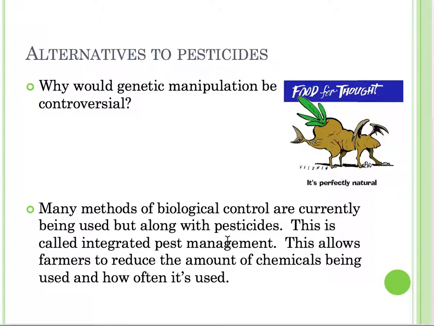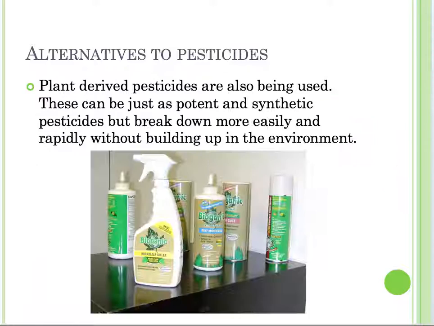So you can use integrated pest management, which is actually using more than one different form of control all at once, which allows farmers to reduce the amount of chemicals that they use. We can also use plant-derived pesticides. They can be as potent as synthetic pesticides, but they break down more easily and rapidly without building up in the environment. There are also other things such as using decoy crops, so using crops that will attract pests, and they will leave the main crop untouched.